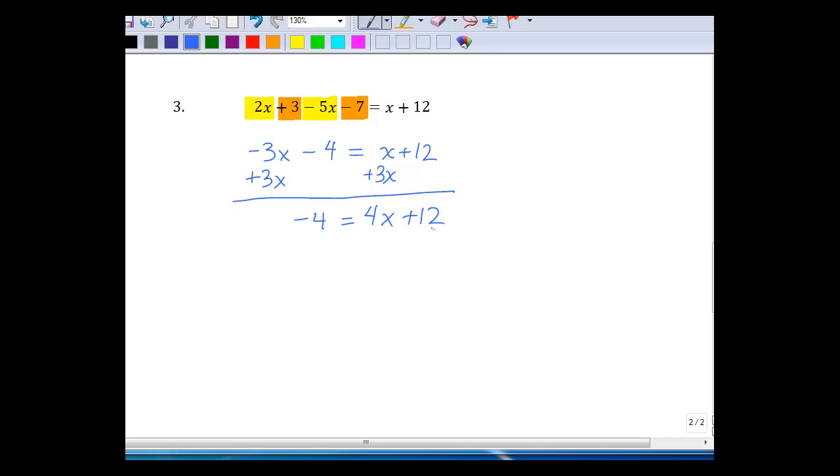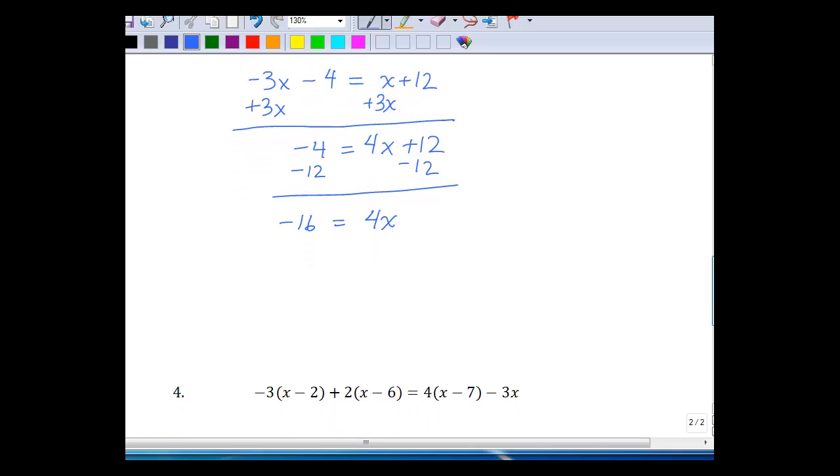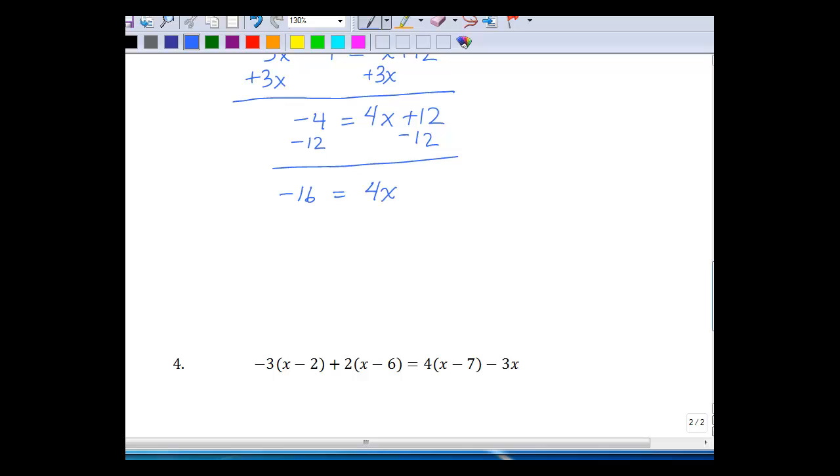So now my variables are on the right, which means I need to get rid of this positive 12 that's with that 4x. To get rid of that, I need to use the opposite, which is minus 12 or negative 12. That's going to be negative 16 is 4x. And then the last step, now that I have all my variables on one side and my constant terms on the other, is to eliminate this coefficient. This is 4 times x, so to get rid of the multiplication 4, I'm going to divide by 4. So the solution here is x equals negative 4.